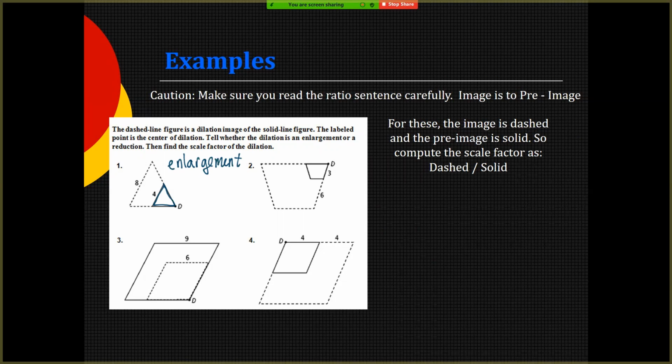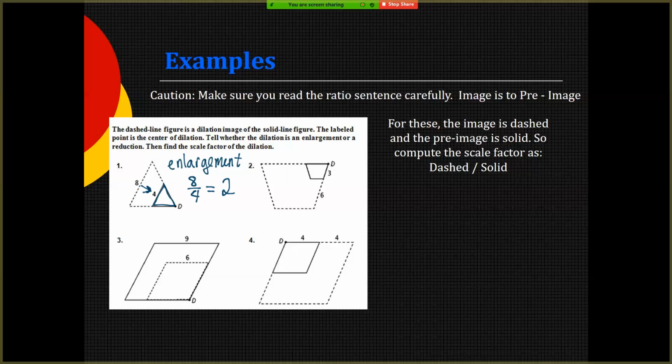And then to figure out the scale factor, we're going to take the dashed measure and divide it by the solid of the corresponding side. So these two correspond to each other. I'm taking the dotted divided by the solid, so 8 divided by 4 gives me a scale factor of 2. So here the scale factor for question number 1 is 2.